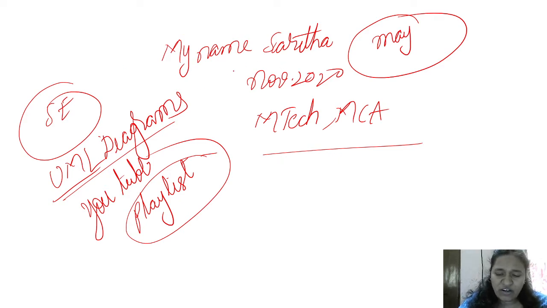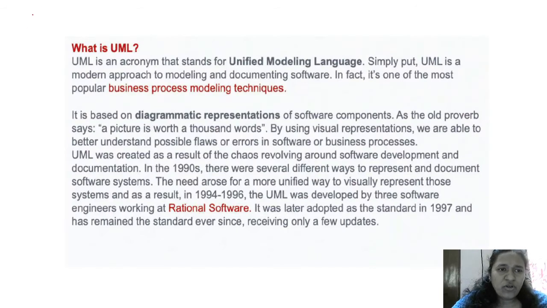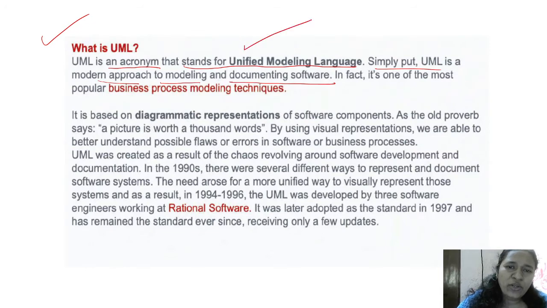Now we will start our session about UML diagrams. What is UML? UML is an acronym that stands for Unified Modeling Language. Simply put, UML is a modern approach to modeling and documenting software. Why are we using UML? We are using it to model and document software.